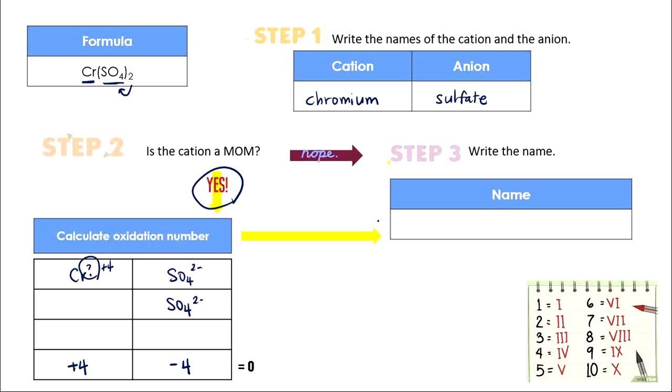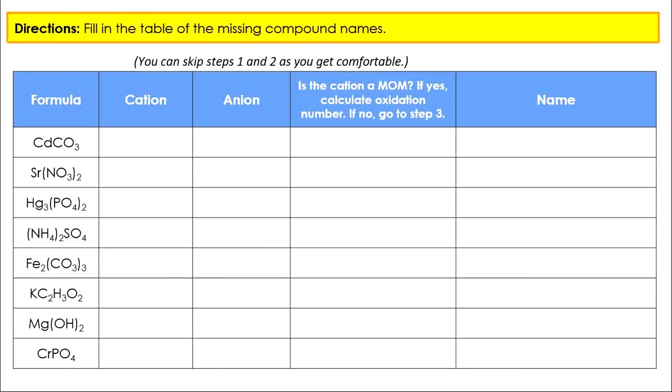So how do we write the name for that? Chromium, Roman numeral 4, IV, sulfate. So chromium 4 sulfate. Now it's your turn to practice writing the names for the given formulas. You can use the middle columns if you need them. Again, those represent steps, and as you get comfortable, feel free to eliminate the middle columns.